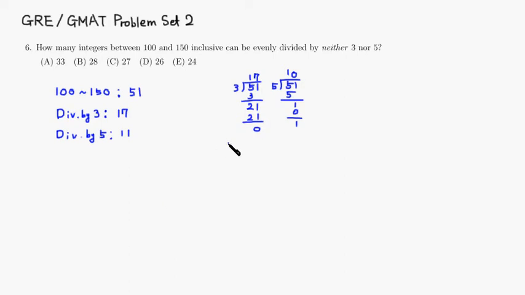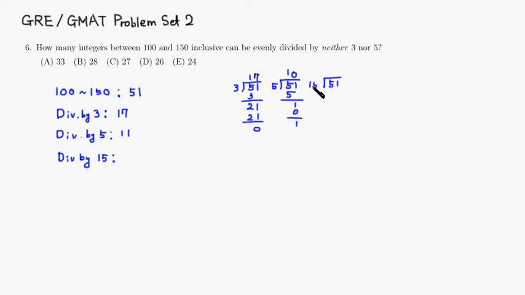How about the integers that are divisible by both 3 and 5? Another way to say that: if it's divisible by 3 and 5 at the same time, it should be divisible by 3 times 5, which is 15. So maybe I'll write that, 15. So you have 51 divided by 15.